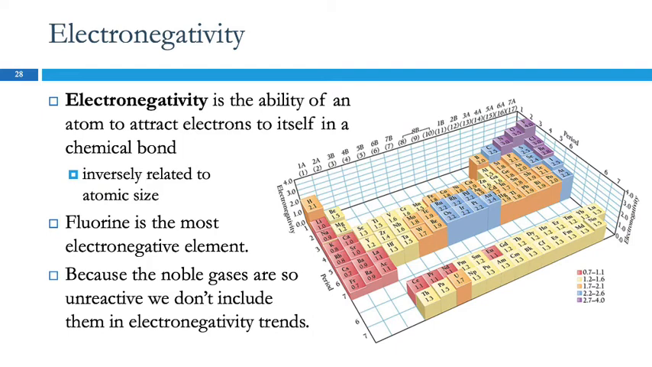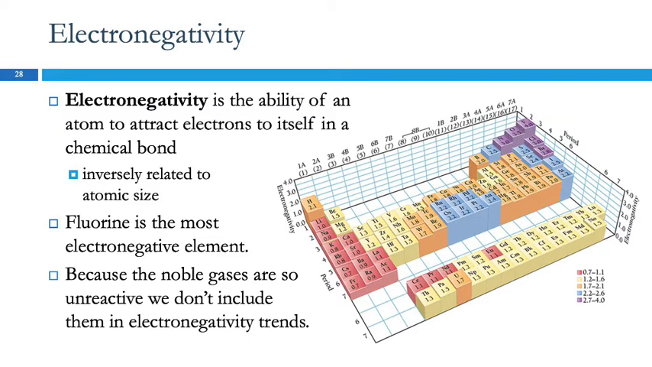Well, how do we know which element is going to hog the electrons? That's called electronegativity: the ability of an atom to attract electrons to itself in a chemical bond. This is inversely related to atomic size, and this is a three-dimensional representation of the periodic table showing relative electronegativity. Electronegativity is on a 4-point scale, kind of like grades are. So 4 is the highest and 0 is the lowest. Fluorine is the most electronegative element.